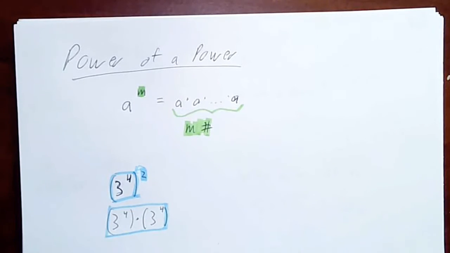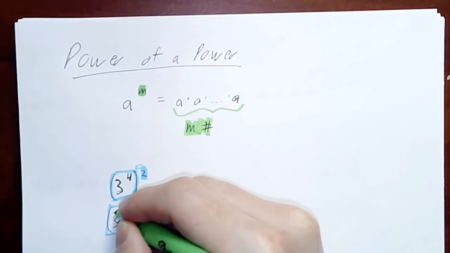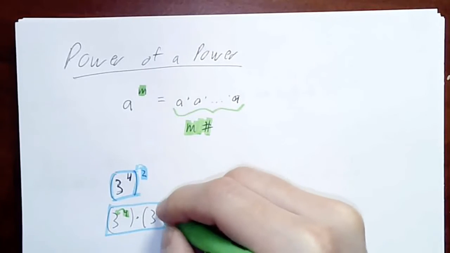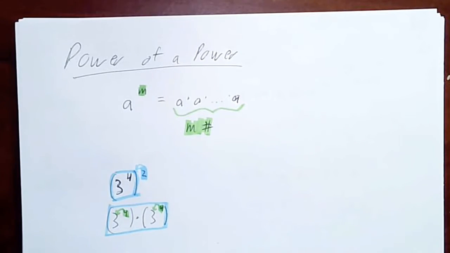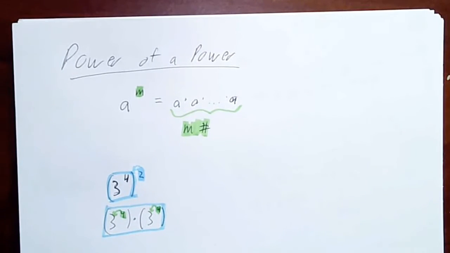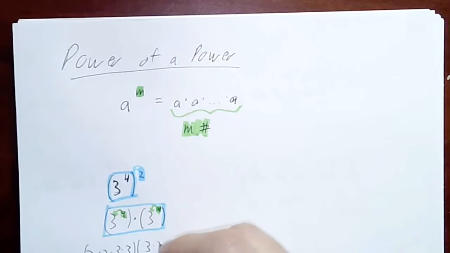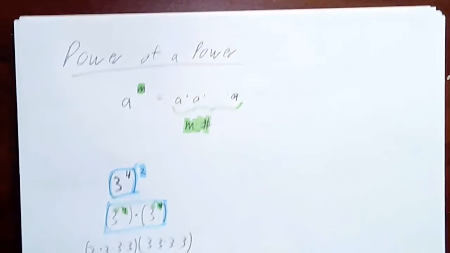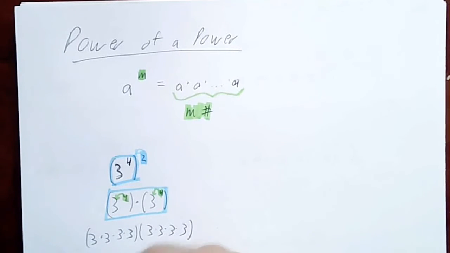But what does the 4 mean? Directly left of the 4 is the 3. So that means that the 3 is being multiplied 4 times. So this now becomes 3 times 3 times 3 times 3 multiplied by 3 times 3 times 3 times 3. So now I have 4 3's and 4 3's, so I end up with 3 to the 8th power.